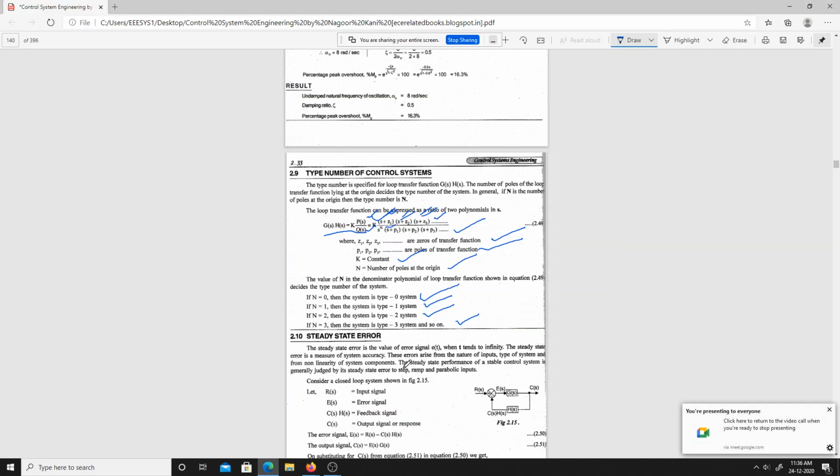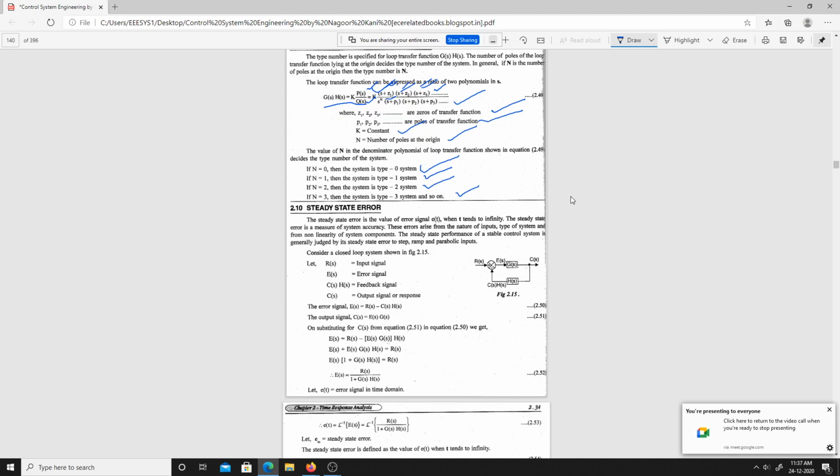Is it clear? Fine. So now we are going to discuss another topic, that is the steady state error. What do you mean by the steady state error, and why are we supposed to discuss it? The steady state error is the value of the error signal e(t) when t tends to infinity. Simply put, it is a measure of system accuracy. Particularly, these errors arise from the nature of inputs.